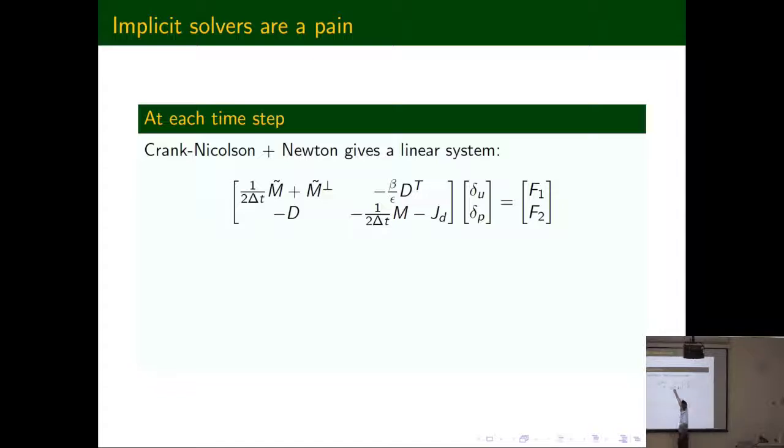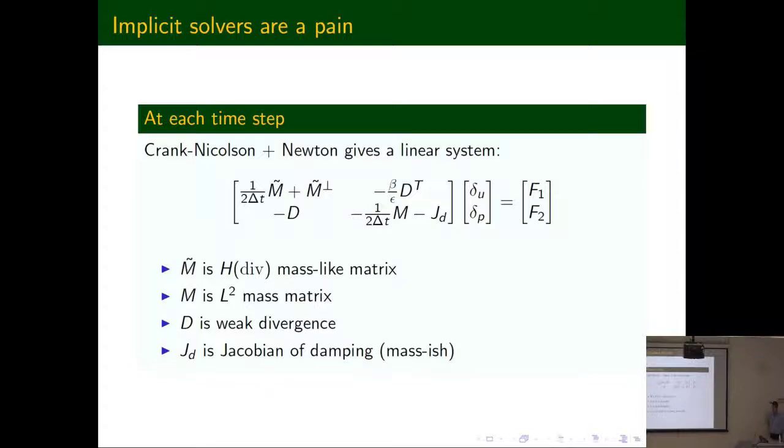So this D and D transpose are the weak divergence operator. M is nice because it's a mass matrix on the pressure space. So if you're using lowest order elements, it's just diagonal. And M tilde is a mass matrix on the HDiv space. M tilde perp is the inner product of basis function with the perp of the basis functions. So it's kind of like a mass matrix. It's a little weird, but doesn't behave too badly.